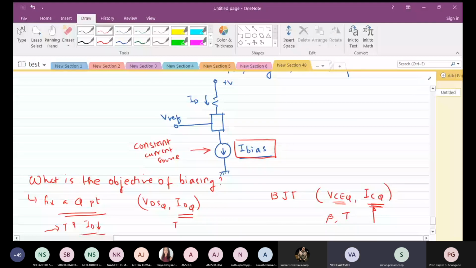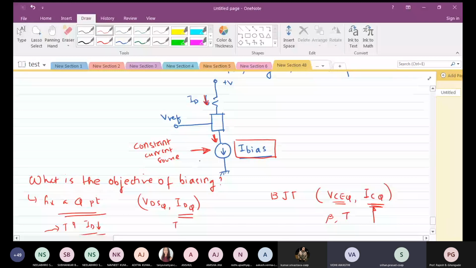What does this type of biasing ensure? What does this type of biasing ensure? Guys? Hello? It ensures that this current is constant, right? Yes, constant. ID is going to be constant.